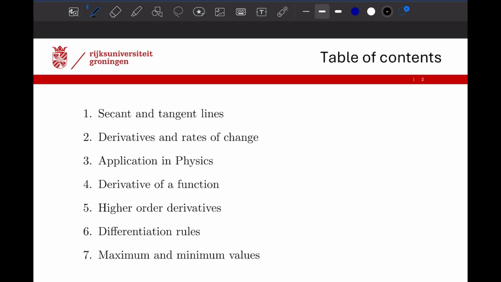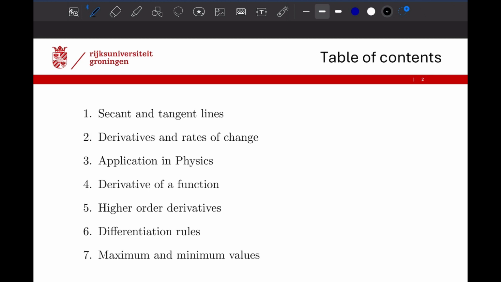We will also talk about the derivative itself as a function and what that implies, the domain of such a function, the continuity of such a function, and so on and so forth. We will also briefly touch upon higher order derivatives, so second derivatives, third derivatives, and so on and so forth.